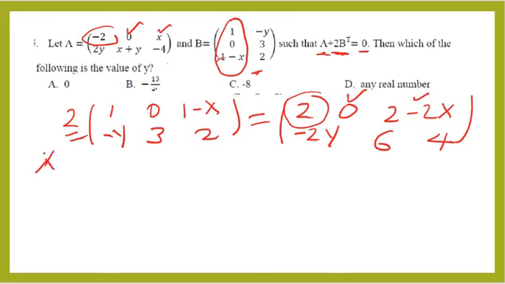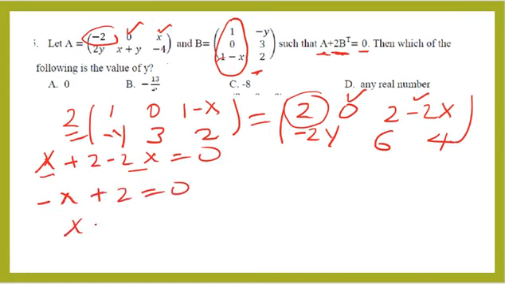x plus 2 minus 2x must be 0. You know, x minus 2x is negative x. So negative x plus 2 must be 0. So from here we get the x value, which is equal to 2. And again, let us observe where y is found. Here there is 2y and here also there is negative 2y. Obviously when you add, it will be 0, but it doesn't help to find the value of y.